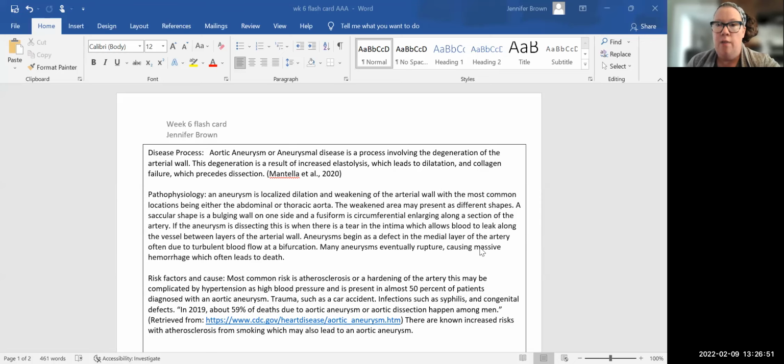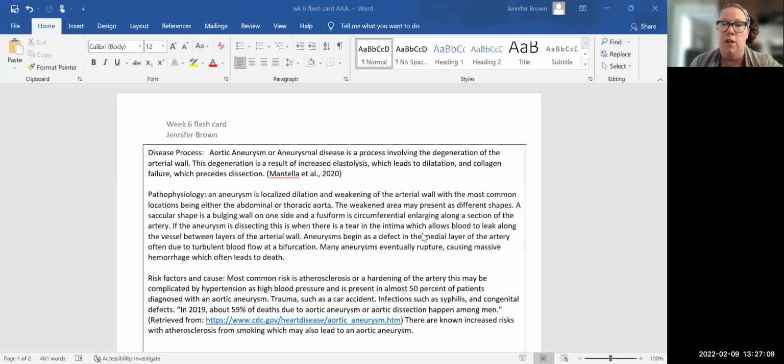It's a process involving the degeneration of the arterial wall. And the degeneration is a result of increased elastolysis, which then leads to dilation of that blood vessel and collagen failure, which often precedes a possible dissection.